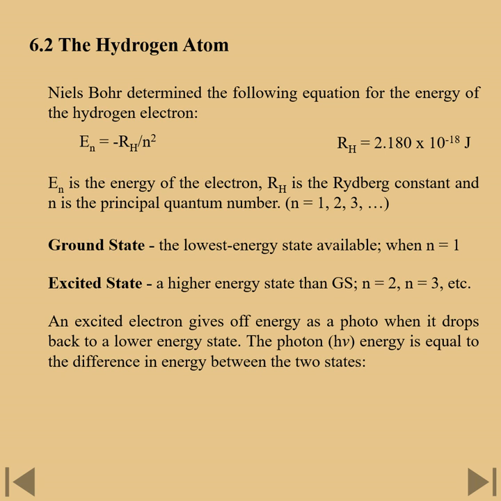And now photons are going to be liberated or released when an excited electron falls back down to a lower state. So if an electron goes from N equals 3 down to N equals 1, it's going to release a photon of energy that matches the difference in energy between those two states.